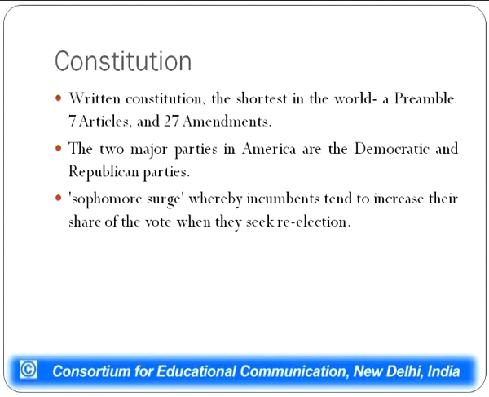And whenever there is this problem, this system of 2 parties being predominant, the sophomore surge, a concept, becomes very important. This is a concept where incumbents tend to increase their share of the vote when they seek re-election. So there is one problem in the American polity, and that is the voter turnout. The voter turnout continues to remain very low, because somewhere I think it is the nature of the political parties which has something to do with that.